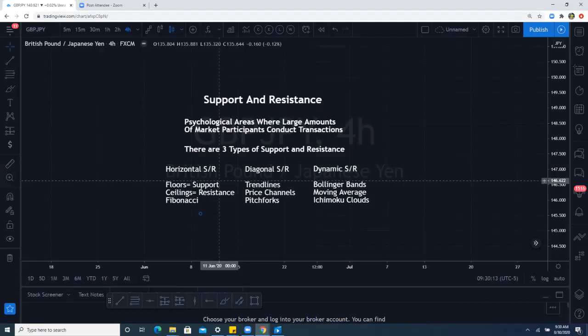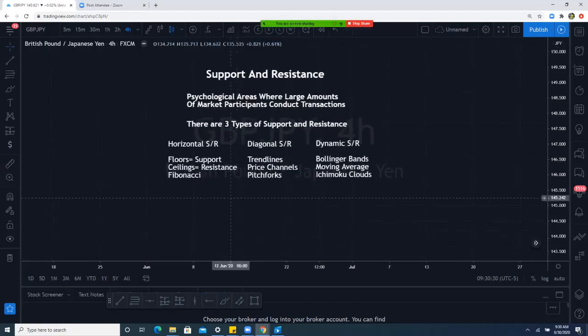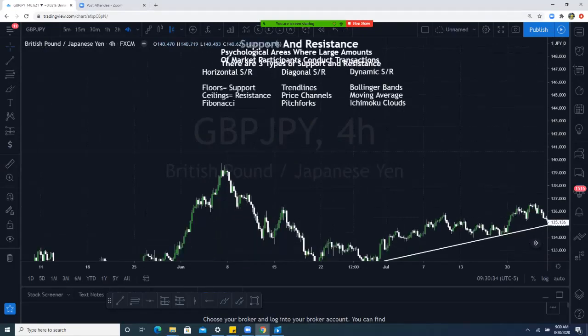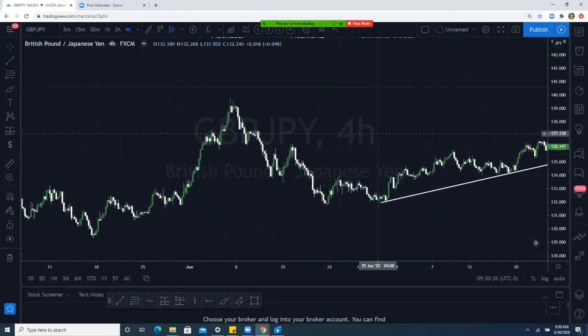That's resistance. So the third type of horizontal resistance is going to be Fibonacci. Fibonacci is a measurement tool of certain ratios that the markets like to respect. So let's go over them real quick. So we're going to look at support. We're going to look at the live market here.